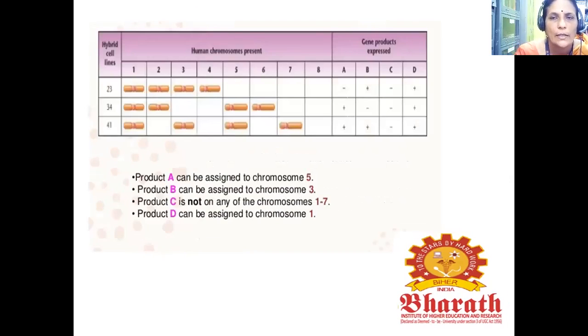Here, product A can be assigned to chromosome 5. Product B can be assigned to chromosome 3. Product C is not on any of chromosomes 1 to 7. Product D can be assigned to chromosome 1.